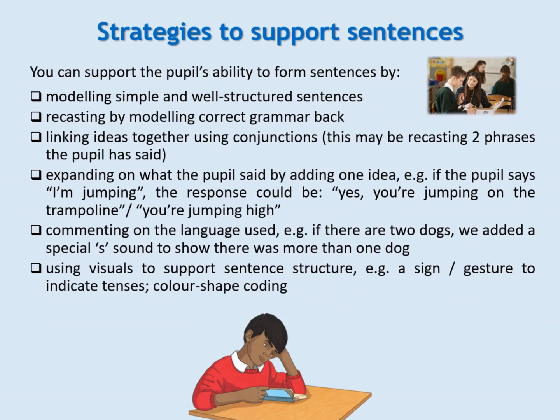Strategies to support sentences. You can support the pupil's ability to form sentences by modelling simple and well-structured sentences. Recasting by modelling correct grammar back. Linking ideas together using conjunctions. This may be recasting two phrases that the pupil has said. Expanding on what the pupil has said by adding one idea. For example, if the pupil says, I'm jumping, the response could be, yes, you're jumping on the trampoline, or you're jumping high.